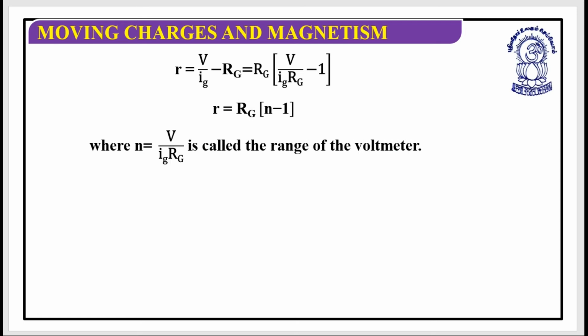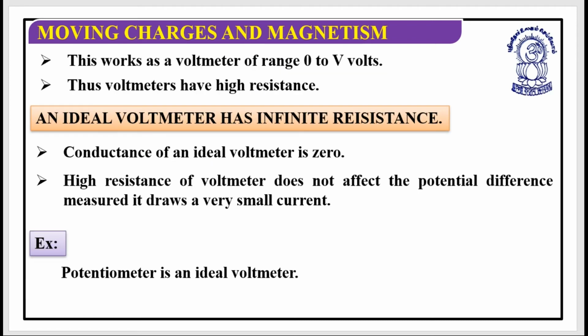From this I get R equals V by Ig minus Rg, and if I solve this, it could be written as Rg into bracket V upon IgRg minus 1. If I define N as the range of the voltmeter, that could be written as V upon IgRg. So this can work as a voltmeter of a range from 0 to V volts.